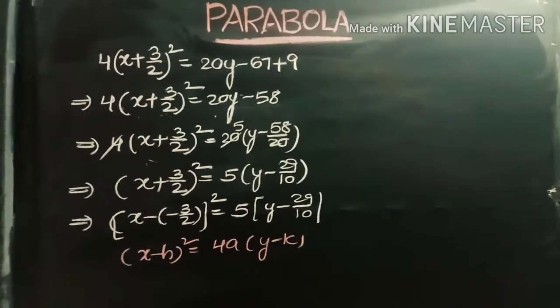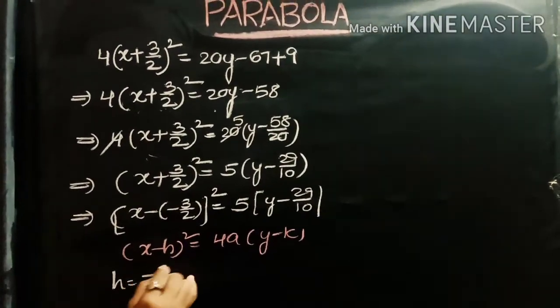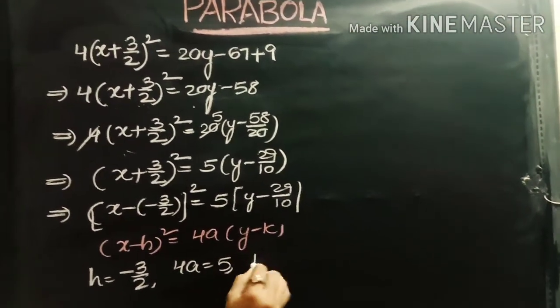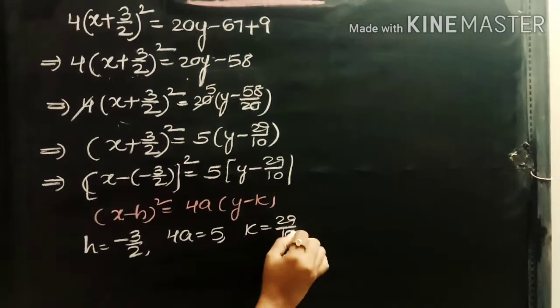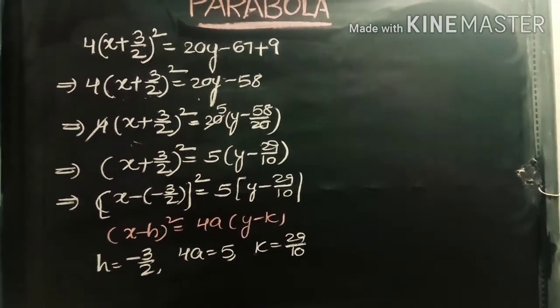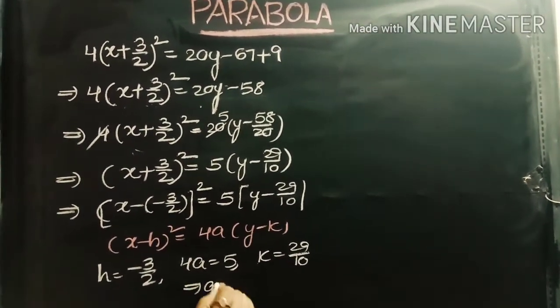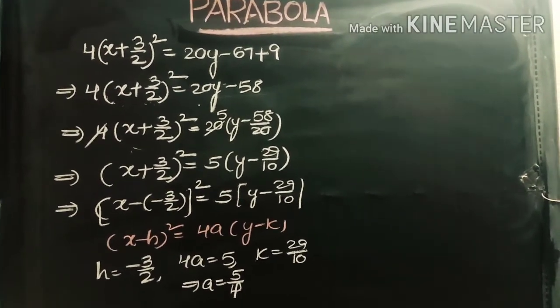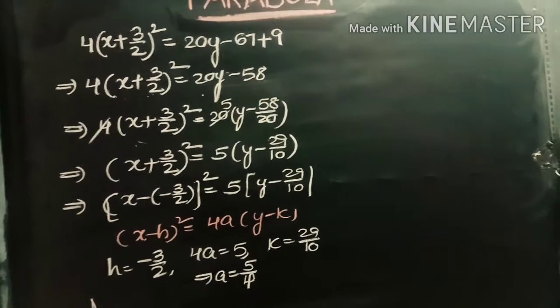When we compare these two equations, we get the values h is equal to minus 3 by 2 and 4a is equal to 5 and k is equal to 29 by 10. Now these are the values. Note that 4a is equal to 5 means a is equal to 5 by 4. Notice the given question, find the axis of the parabola and the equation of the directrix. So first, the axis of the parabola.